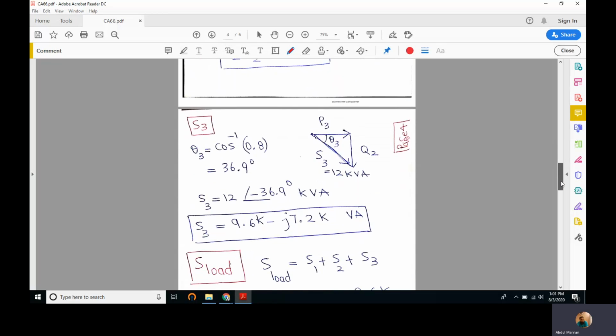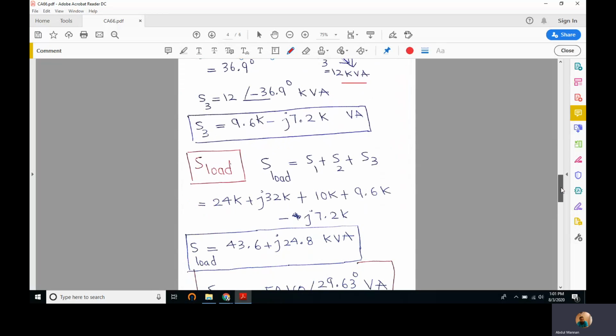Finally, let's compute S3. It is given that it has a 0.8 leading power factor. Leading power factor means a negative Q. So theta 3 is inverse cosine of 0.8, 36.9. The magnitude of S is given, it's 12 kVA, and at an angle of minus 36.9. We know that this is the angle of S. Theta 3 is the inverse cosine of the power factor. So we can convert this number into rectangular form and it comes out to be this much.